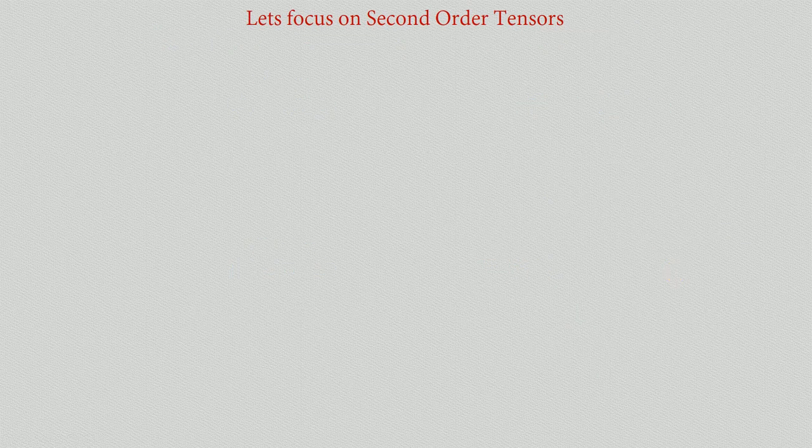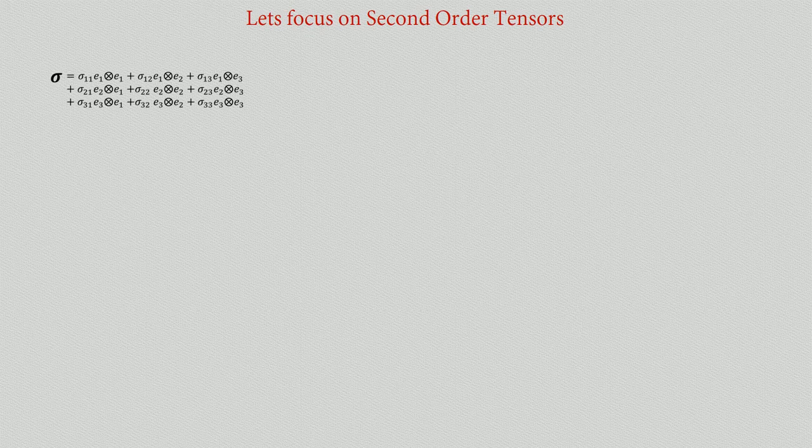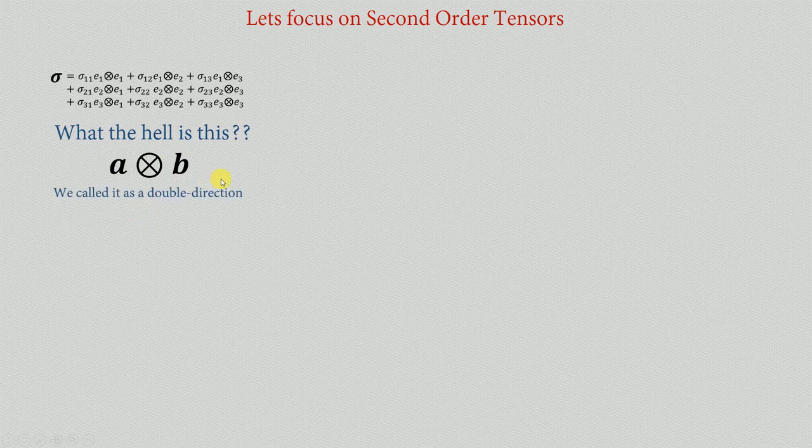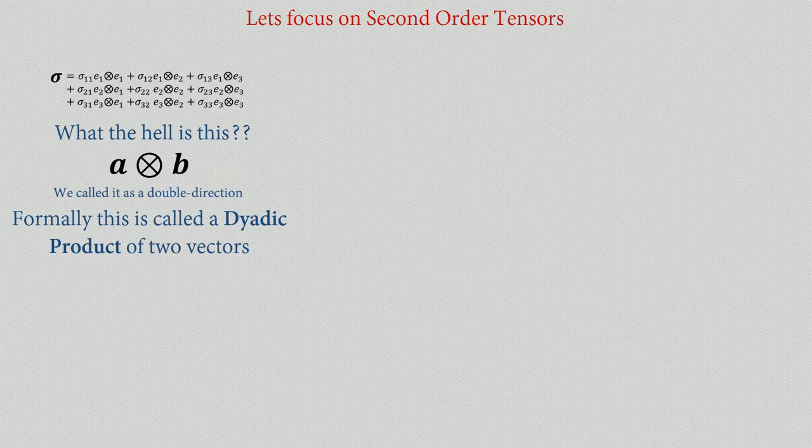So let's focus on the second order tensor for the time being. This was how we represented a second order tensor in the component form. And what is this A cross inside a circle B? This is actually called a dyadic product, and we called it a double direction or dyadic direction. We formally call this the dyadic product of two vectors. These A and B are two vectors. See, e1 and e1 were basis vectors, and they will also have three components.